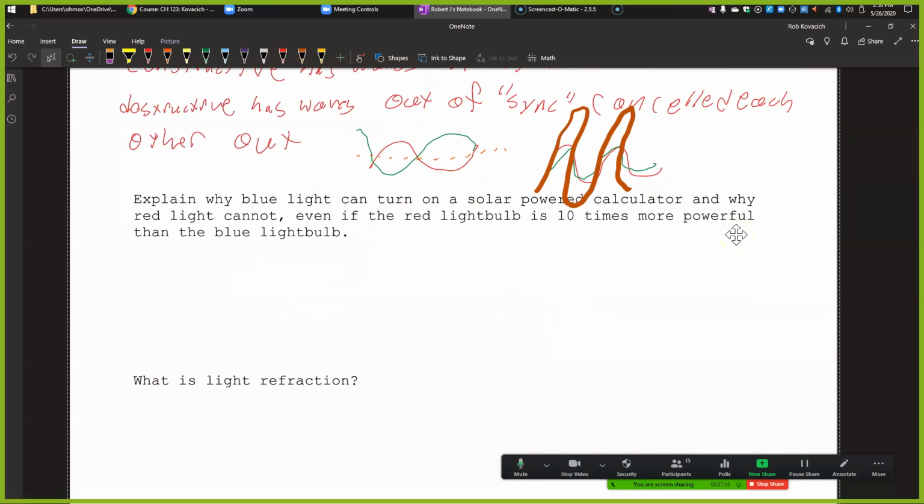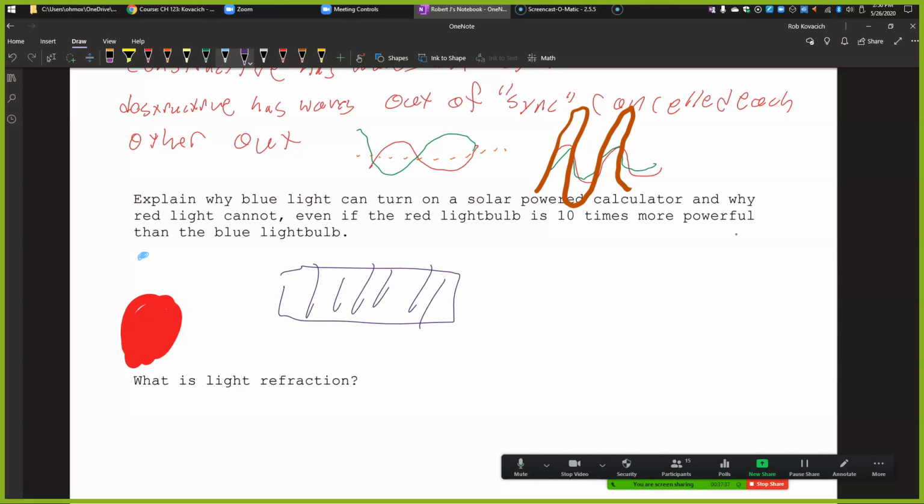Explain why blue light can turn a solar power calculator on and a red light cannot, even if the red light bulb is 10 times more powerful. Okay, so this is the discussion that we ended with last class. I've got this tiny little blue bulb, and I've got this massive red bulb, and I've got this little solar panel sitting here, and I'm trying to get my calculator to turn on. The blue light is sending very few wavelengths over, and the red light is sending tons and tons of wavelengths over, and nothing happens. The red light cannot turn this on. So what's the issue?